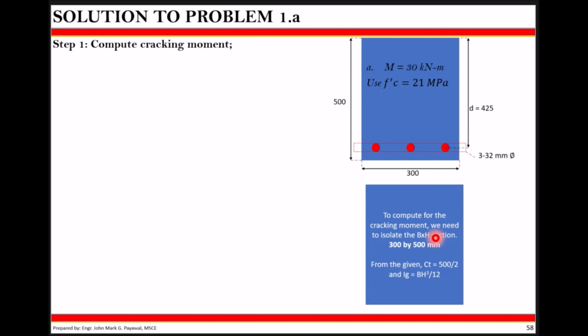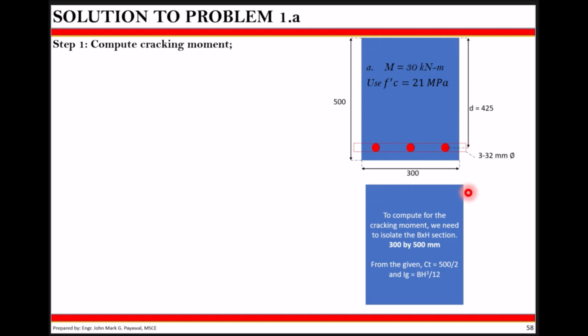To compute the cracking moment, we need to isolate the b by h section, 300 by 500 millimeters. For the given, your C sub t is equal to 500 over 2, and your Ig would be equal to bh cubed over 12. So what does it mean? Pagka step 1 tayo, tanggalin mo muna yung bakal. Pag tinanggal mo yung bakal, i-analyze lang natin siya ng concrete lang. Bakit? Kasi nga cracking moment of your concrete.